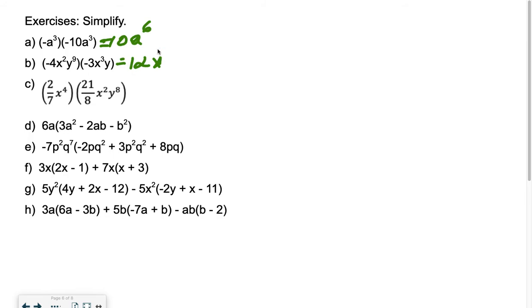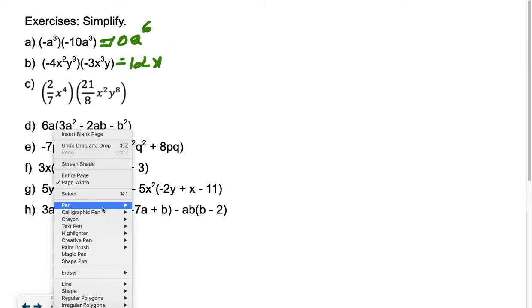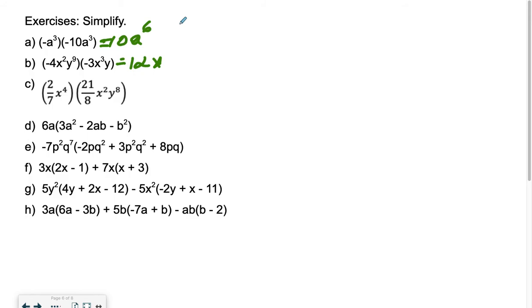This thing gets so wacky on me when it doesn't need to. Sorry guys, here we go. 12x to the 5th, y to the 10th. Here, this can reduce to a 3 and this to a 1, this to a 1 and this to a 4. So I end up with 3 over 4, x to the 6th, y to the 8th.